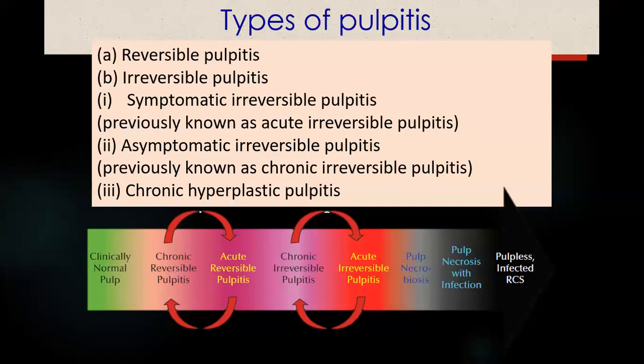So, considering the controversy over whether patients are having symptoms or not, a better terminology has come now: symptomatic and asymptomatic. Another one is chronic hyperplastic pulpitis.